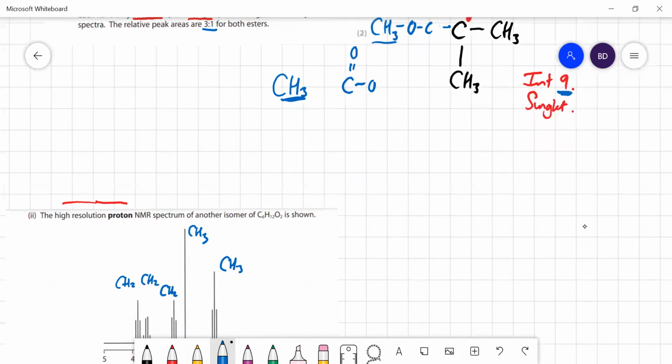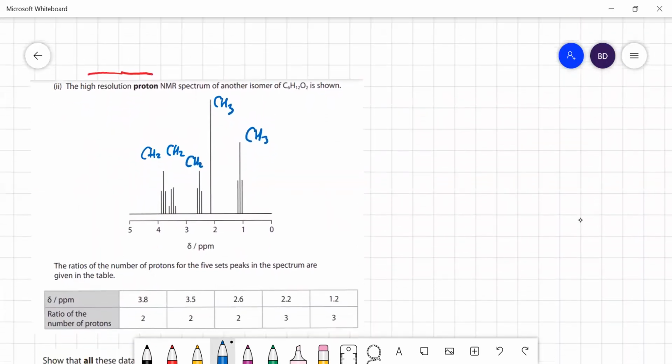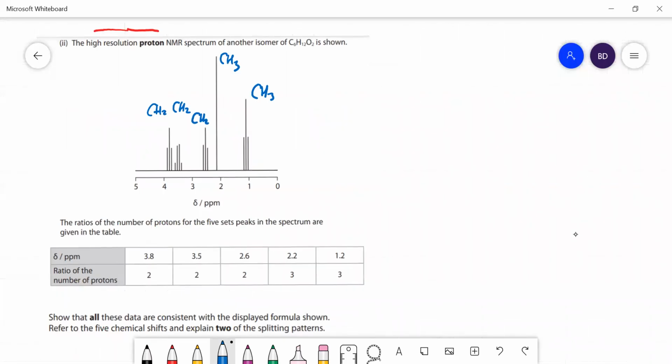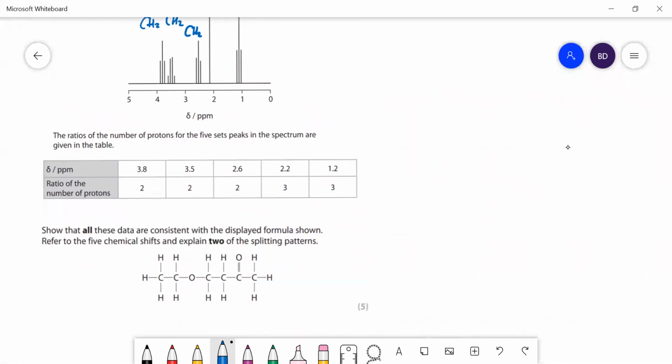Right, the high resolution proton NMR spectrum for another isomer of C6H12O2 is shown. Now show that these data are consistent with the displayed formula. And that's the displayed formula there. So I'm just going to cut that out and put it to the side, so you can see.